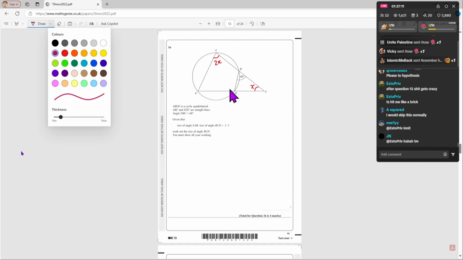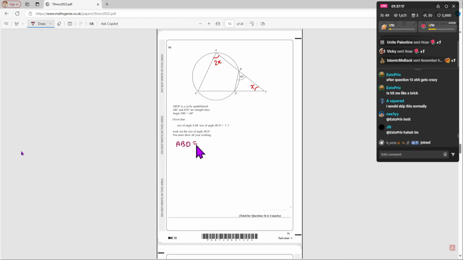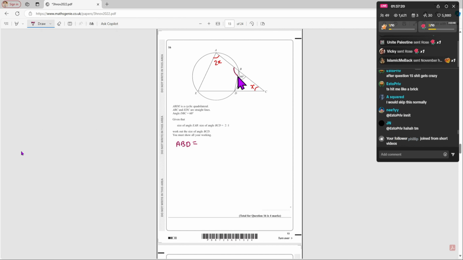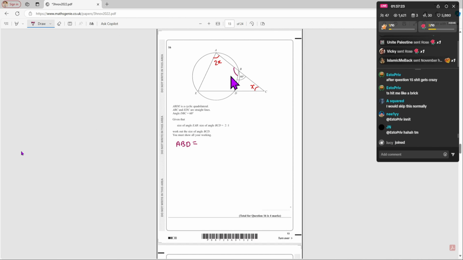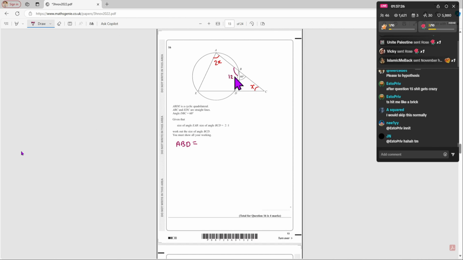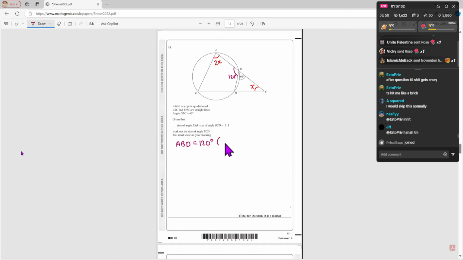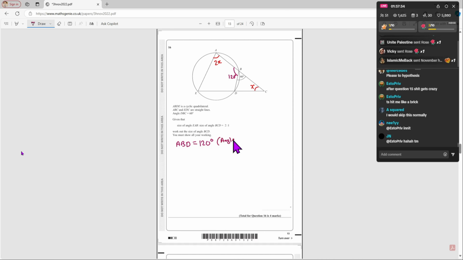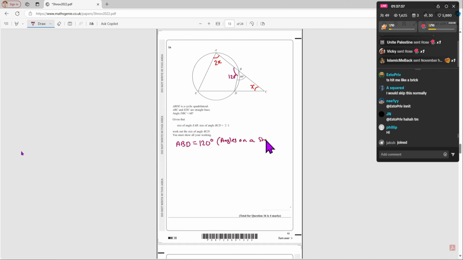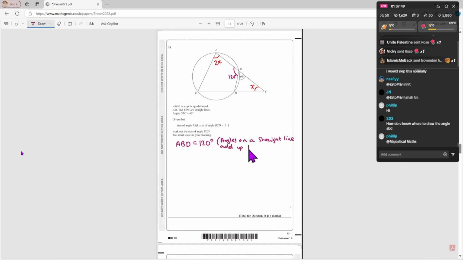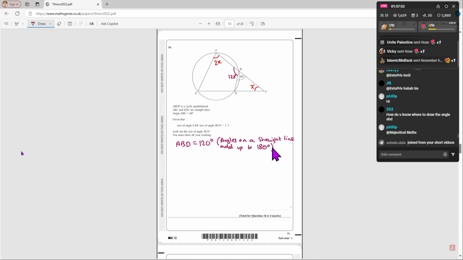So the first angle we can actually calculate is ABD. So angle ABD, this angle over here, has to equal 120 degrees. 120 degrees. Why? It's because we know that angles on a straight line add up to 180 degrees. Angles on a straight line add up to 180 degrees. Just like that.